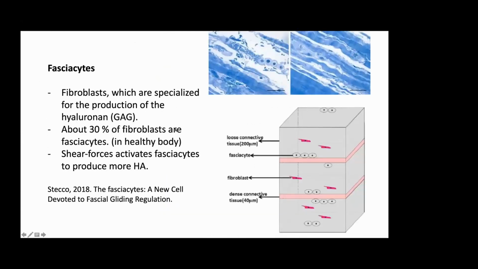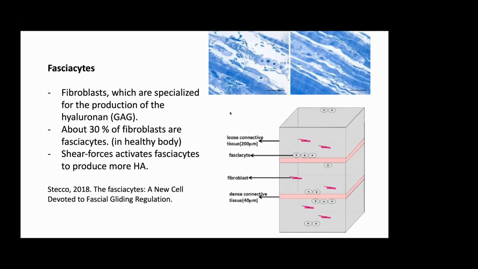And when we are looking at the fasciocytes, they are specialized fibroblasts, and they are specialized for the production of the hyaluronan. And now when we are having these shear forces, the tension and compression together, they are activating fasciocytes to lubricate the tissue. And about 30% of all fibroblasts are fasciocytes in a healthy body.